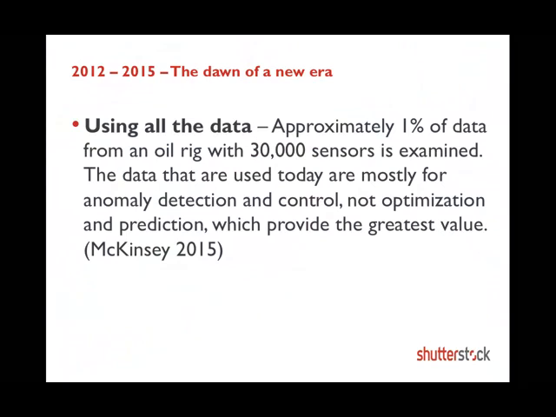1%, right? And normally today, we're using this data for anomaly detection and control, but not optimization and prediction, where the greatest value arguably lies. All right, so this is from a similar McKinsey report of just how to use the data. It's this stream processing that's going to allow us to use this data.